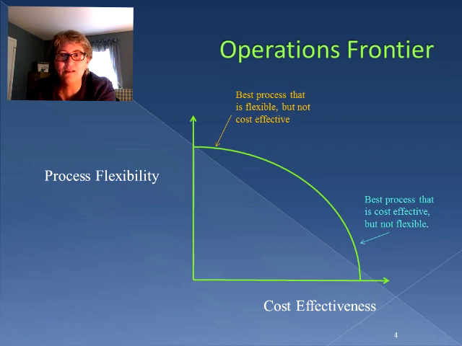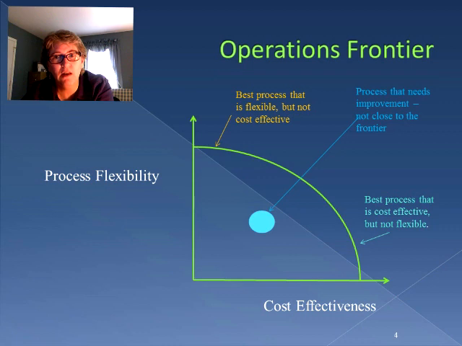If we're inside the curve, that means we're nowhere. That means that there are organizations out there that are better than us for that level of cost effectiveness. They're better at flexibility, or for that level of flexibility, they're better at cost effectiveness. So we know that we need to work on our processes to move closer to the edge of that frontier.